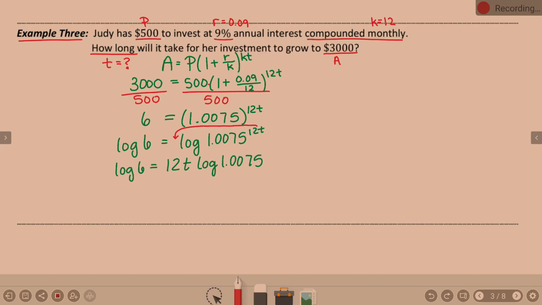You've got a calculator, just keep pushing buttons. If we want to make it one step, this is 12 times t times log of 1.0075. So what could we do if we want to get it all done in one step? Divide by the 12 and the log of 1.0075. What you do on one side, you do on the other side.